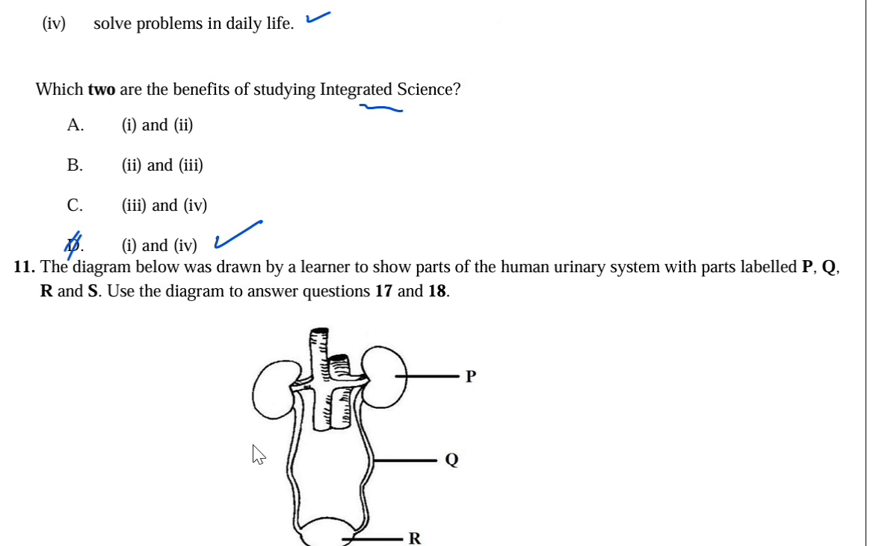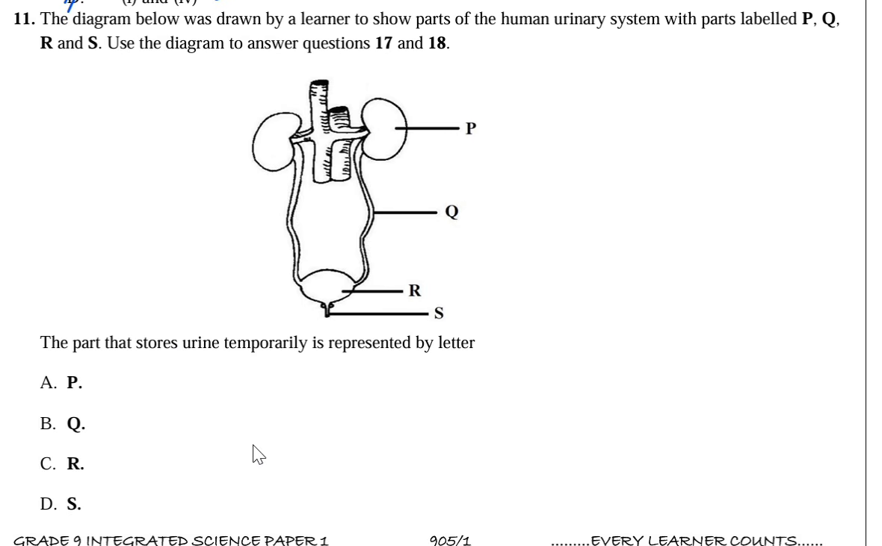We continue to question number 11. The diagram below was drawn by a learner to show parts of the human urinary system with the parts labeled P, Q, R, and S. This is the diagram to answer question 17 and 18. So here we have the system. Then the question is asking, the part that stores urine temporarily is represented by the letter.